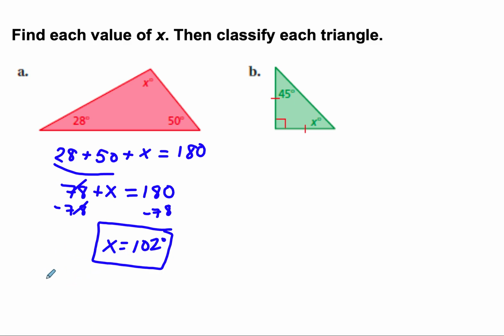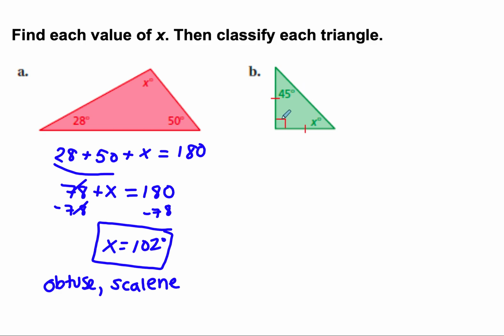Then we need to classify the triangle. So we have an angle here that's greater than 90 degrees, so that's going to make it an obtuse triangle. And then we have three angles of different size, and that means we're also going to have three sides of different sizes. So that's going to mean it's a scalene triangle. So we have obtuse and scalene for our triangle. Let's take a look at this one on B.